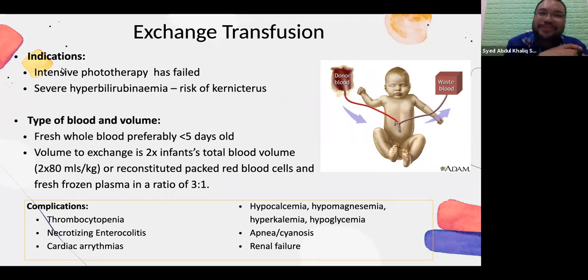Okay, why do we exchange transfusion in this slide twice, 2 times blood volume? Why not 3 times? Why not 4 times? Why not just 1 time? You're already replacing everything, kan? Even 1 time, you are replacing everything. All the blood baby tu ada, kita replace. Apa tak cukup? 1. I think to cover for the hemolysis. Not sure.